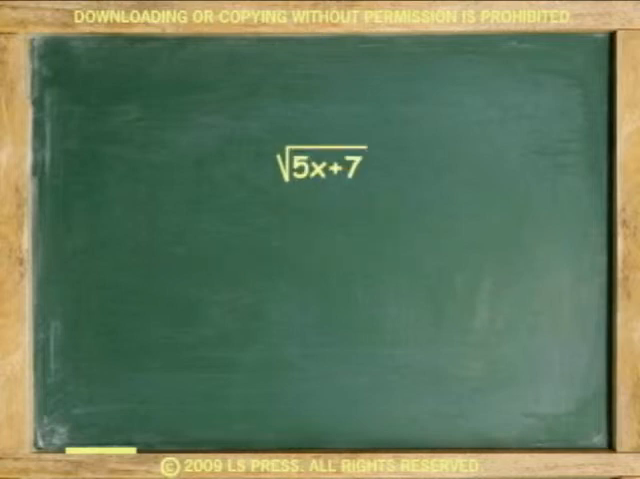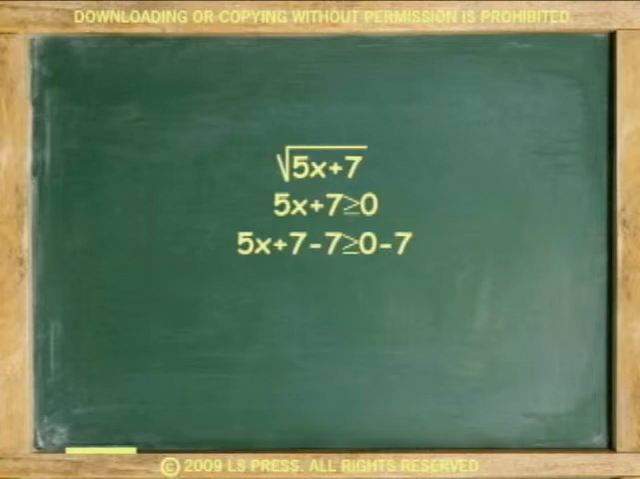Another example. What values will make this expression a real number? We have to check what values of x in the expression under the radical will make the whole thing equal to 0. 5x plus 7 is greater than or equal to 0. Subtract 7 from both sides. Divide by 5. Answer: x is greater than or equal to negative 7 over 5.